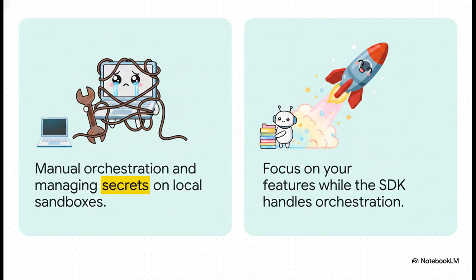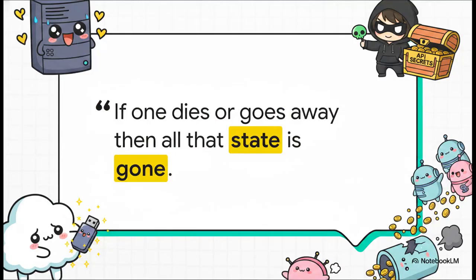The new paradigm flips this entirely on its head. The SDK provides a model-native harness that just handles all of that looping, web search, file search, and orchestration for you. The whole shebang. So you just get to focus strictly on the unique, awesome features of your application. But orchestration wasn't the only headache.